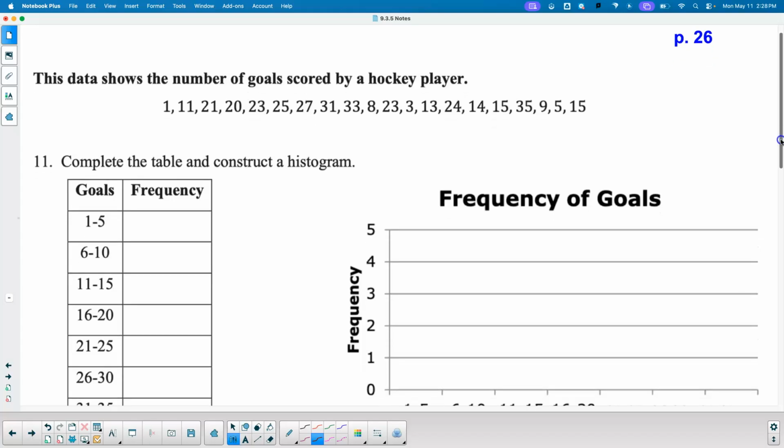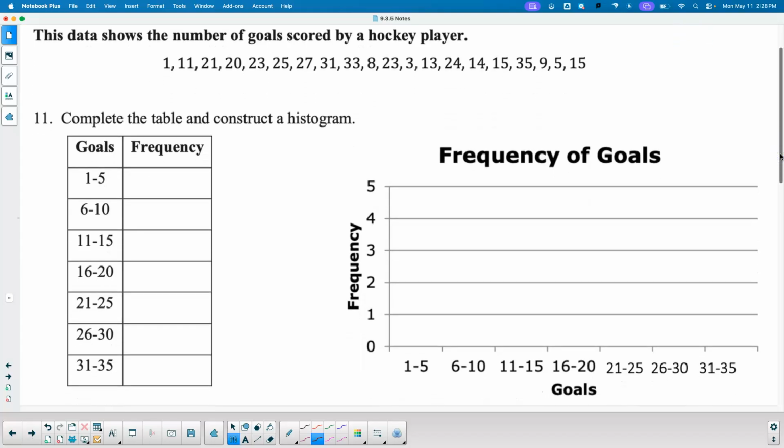So how we go about doing this is, on the next page, we have to make a frequency table. This data is going to be the number of goals scored by a hockey player. We've decided that we're going to go with groups of 5. So 1 through 5, 6 through 10, 11 through 15, 16 through 20, 21 through 25, 26 through 30, and 31 through 35. But you can set that when you're making your own to whatever you want. Then you have to go through the data and complete the frequency table.